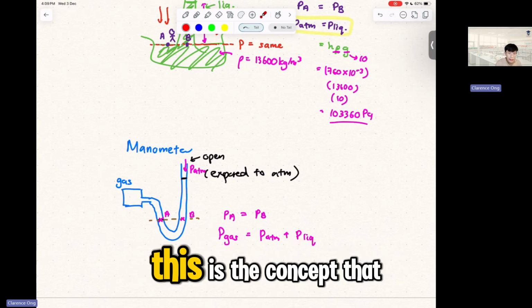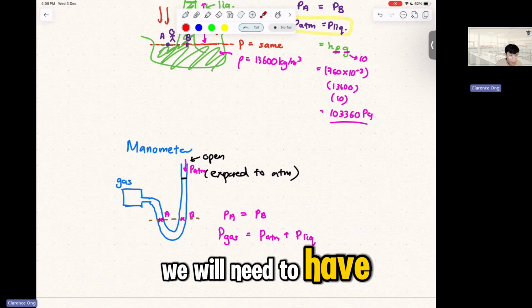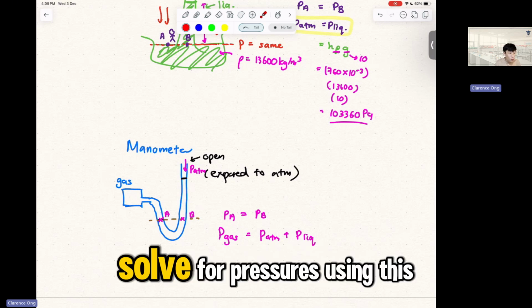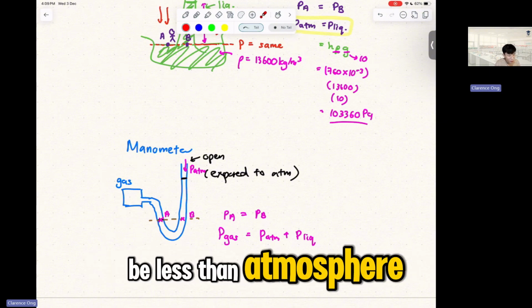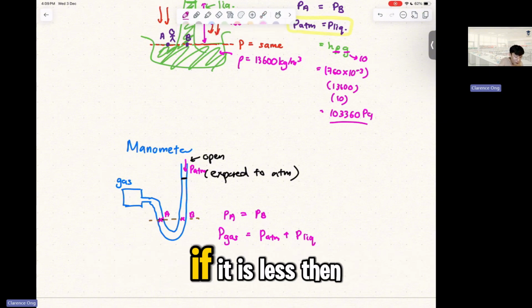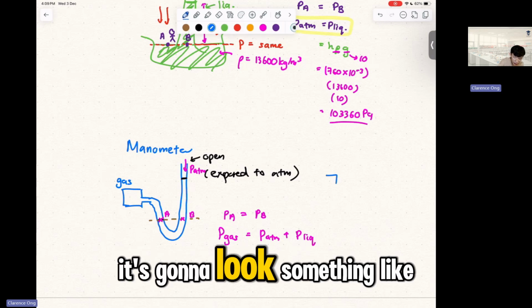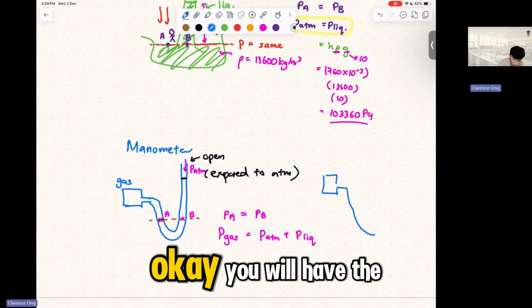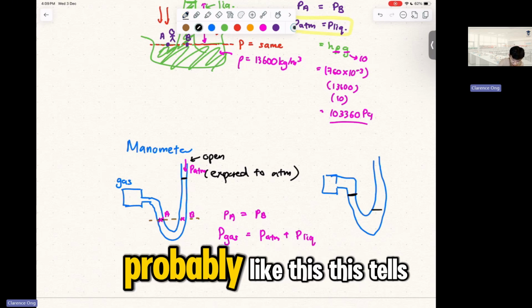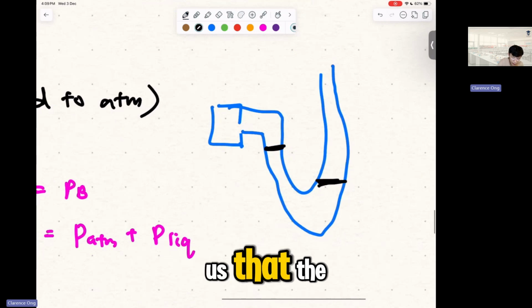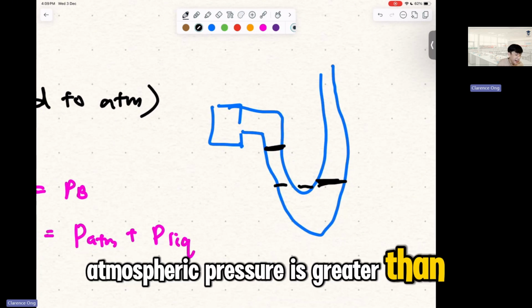So in general, this is the concept that we will need to have. We need to learn how to solve for pressures using this device. Sometimes the gas pressure could be less than the atmosphere. Sometimes it could be more. If it is less, then it's going to look something like this. You will have the same tube, but the liquid level will be different, probably like this. This tells us that the atmospheric pressure is greater than the gas pressure.